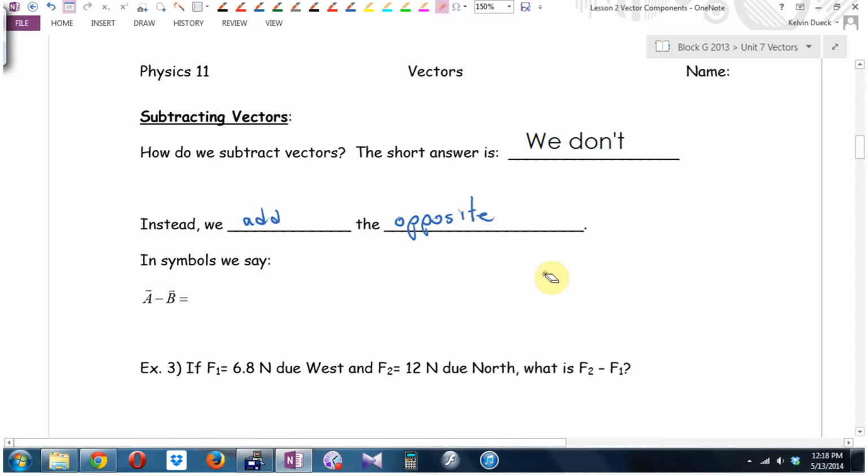We could learn there is a rule for subtraction. It's fine. You know what? Why learn a whole new rule when I can just tie it into something I already know? In other words, if I want to go vector A minus vector B, instead, I'm going to go vector A plus negative vector B. And what do you think a negative vector would do? How do you think that would change the vector?